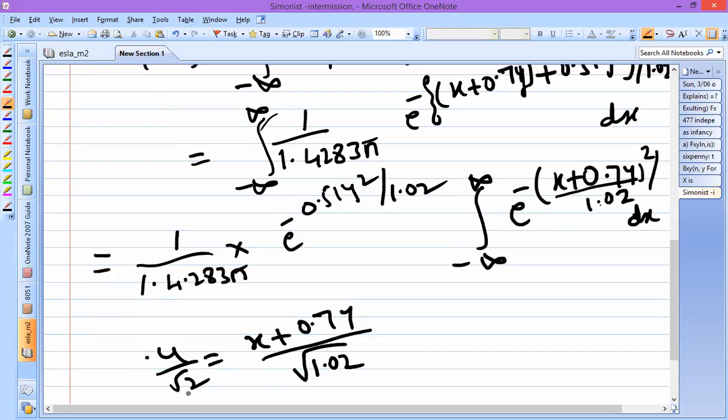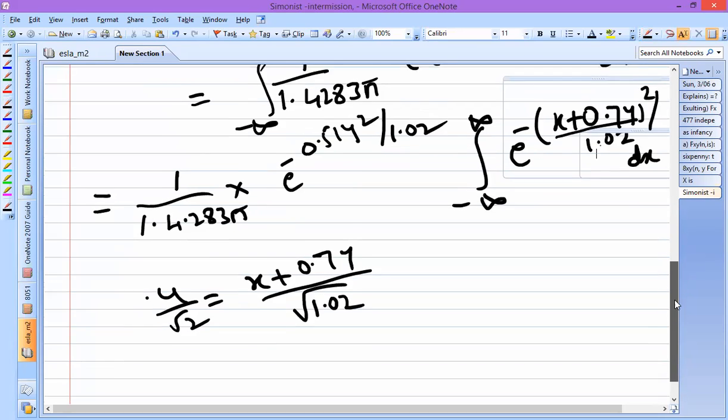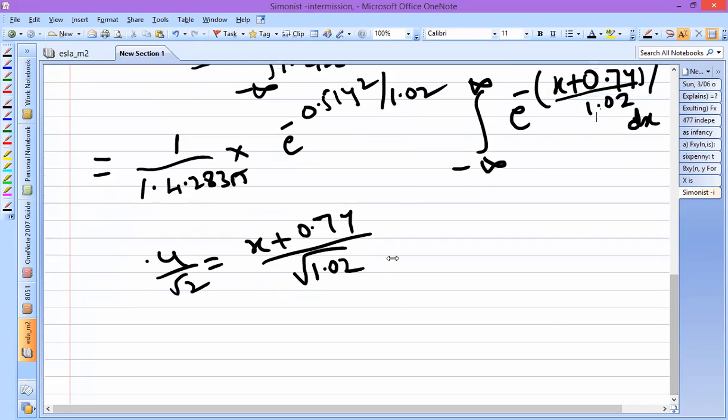Here I have taken u by root 2 on the LHS, because whenever you replace this term within the integral, it should be in the standard form like e to the power minus x square by 2, or e to the power minus u square by 2, whatever the variable you are replacing. So in order to bring it to the standard form, we are going to put this term as u by root 2.